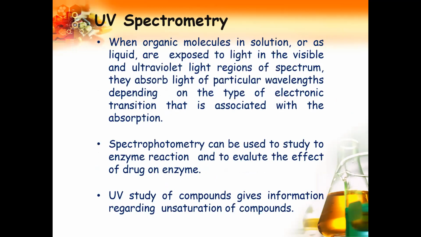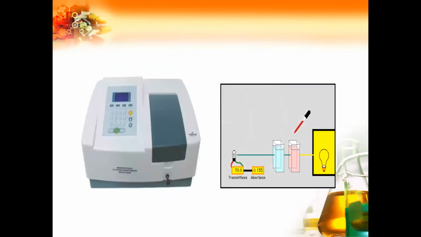Then UV spectrometry. When organic molecules in solution or as a liquid are exposed to light in the visible and ultraviolet regions of the spectrum, they absorb light of a particular wavelength depending on the type of electronic transition associated with the absorption. Spectrometry can be used to study enzyme reactions and to evaluate the effect of a drug on a particular enzyme. The study gives us information regarding the unsaturation or saturation of the compound. Here in this picture, you can see how the UV spectrophotometer acts.